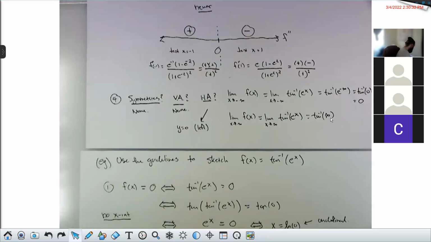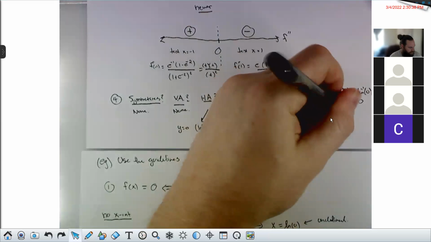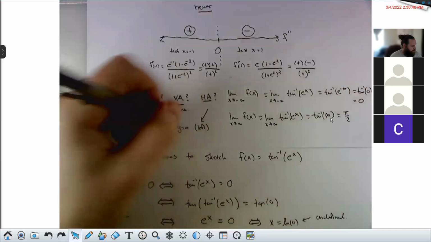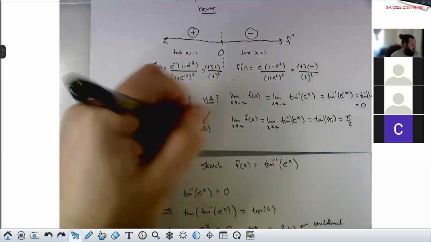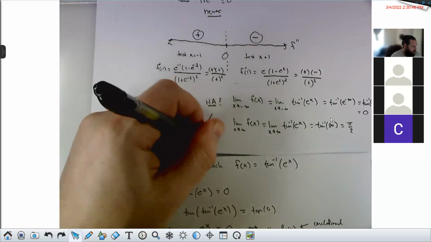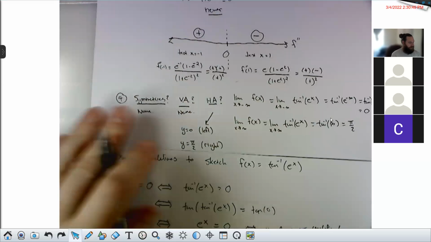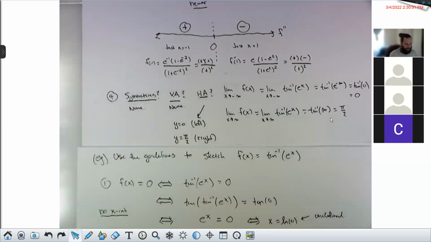So that means we also have a horizontal asymptote that we approach on the right. So this is pi over 2. The other horizontal asymptote is y equals pi over 2, and we approach that as we go off to the right. Okay. We now have everything you could possibly want to sketch a nice graph of this function. So let's do it.